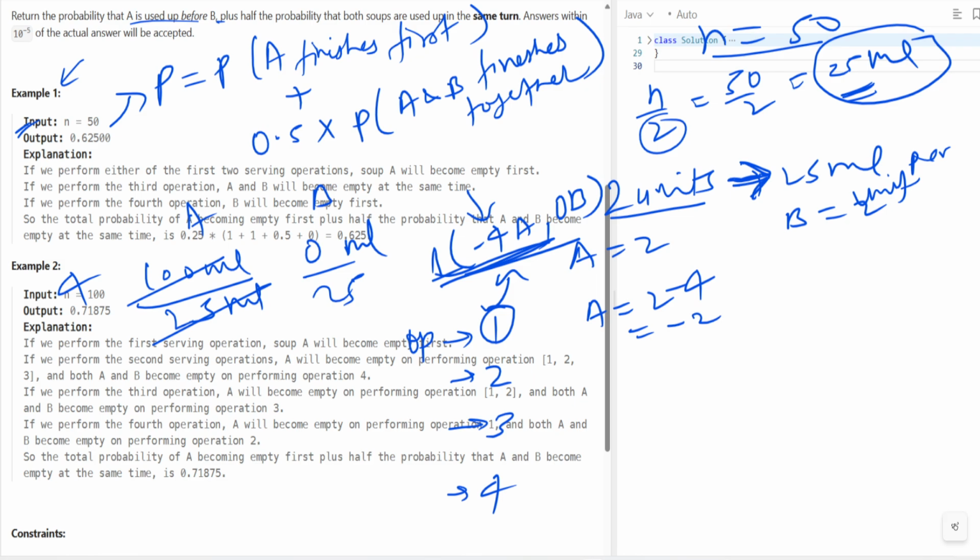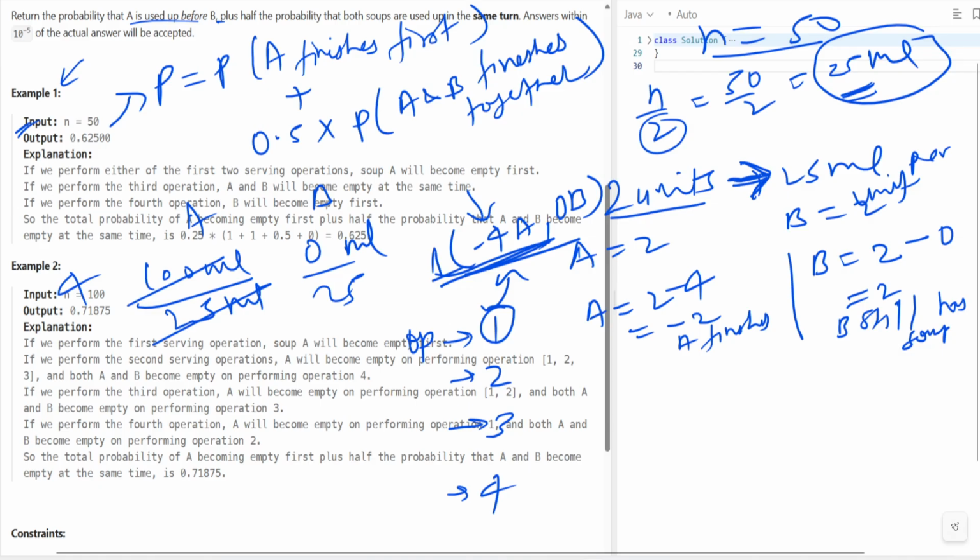Can we say that? So A finishes. Now understand for B. B is how many? 2. So 2 minus 0 is 2. B still has soup. Can we say that? Now understand, because A finishes early, so it will contribute where? At here. I hope you understand this part.